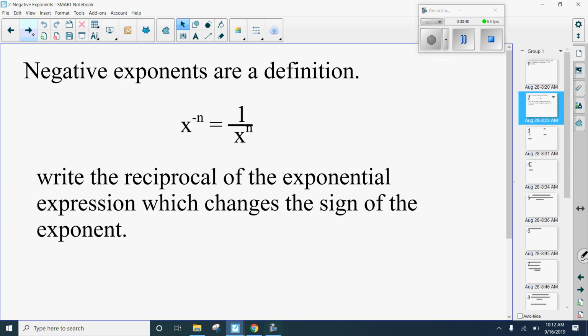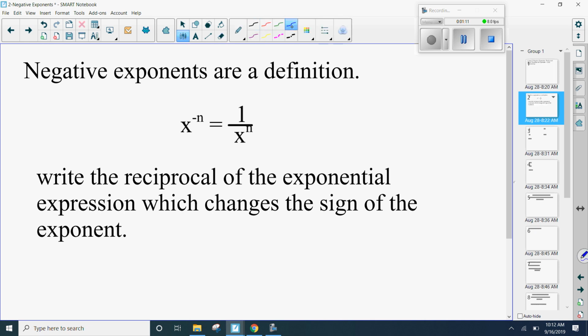All right, negative exponents. By definition, x to the negative n power is equal to 1 over x to the n. It just says that you can take the reciprocal of it. It changes the sign of the exponent, not the number, not the fraction, just the sign of the exponent. So write the reciprocal of the exponential expression, which changes the sign of the exponent. That's a key thing.